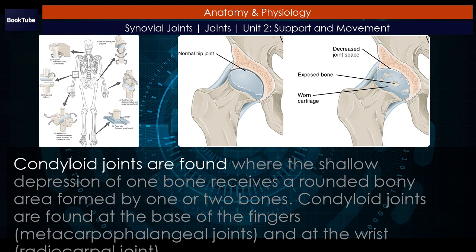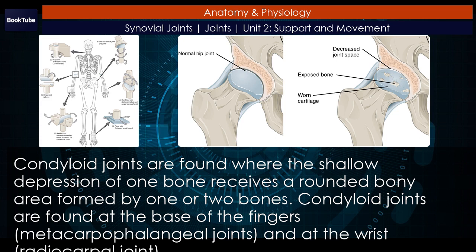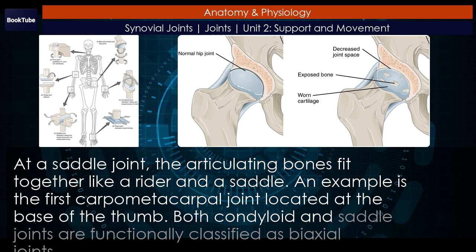Condyloid joints are found where the shallow depression of one bone receives a rounded bony area, formed by one or two bones. Condyloid joints are found at the base of the fingers, metacarpophalangeal joints, and at the wrist, radiocarpal joint. At a saddle joint, the articulating bones fit together like a rider and a saddle. An example is the first carpometacarpal joint located at the base of the thumb. Both condyloid and saddle joints are functionally classified as biaxial joints.